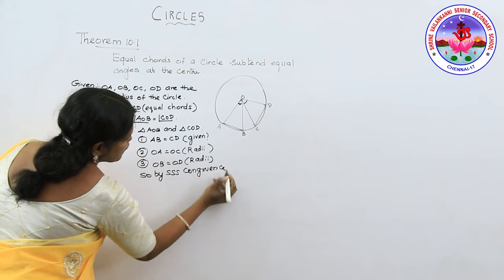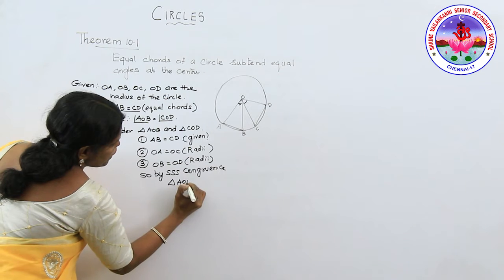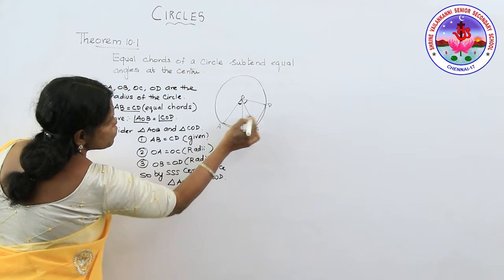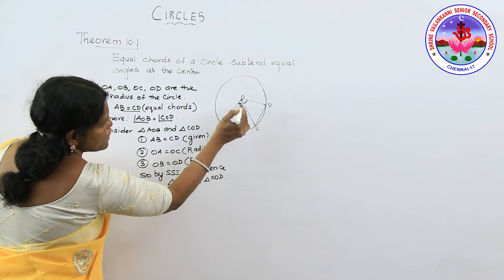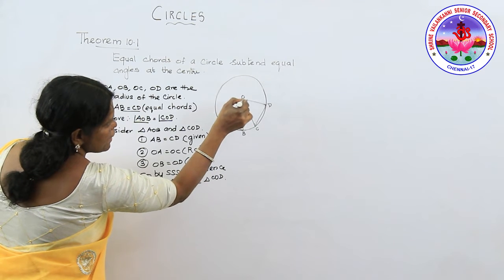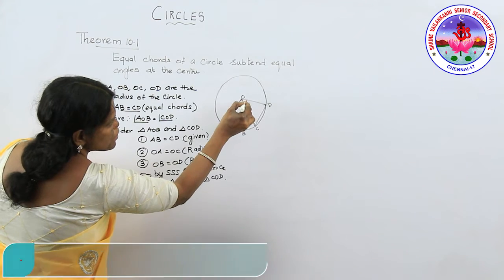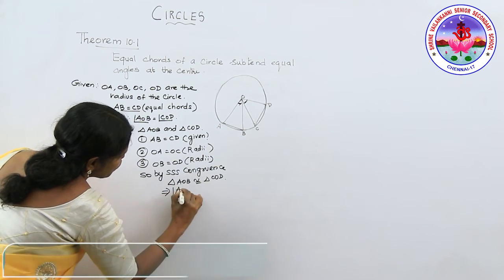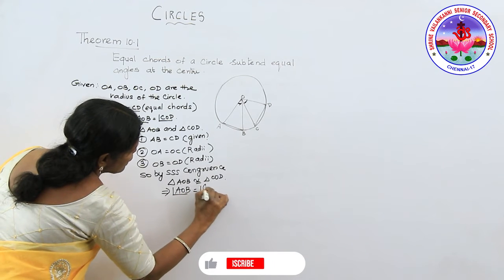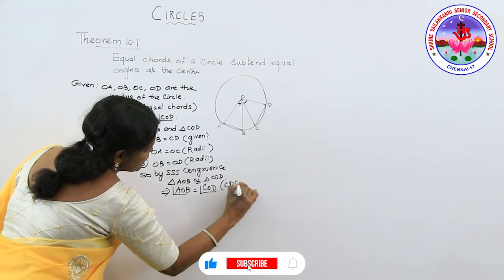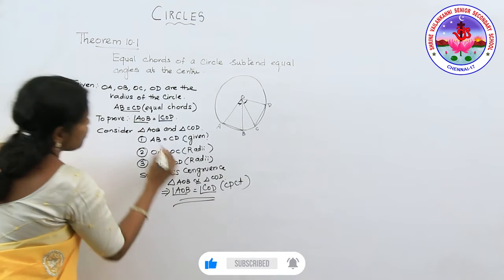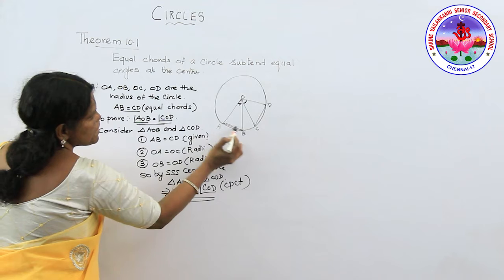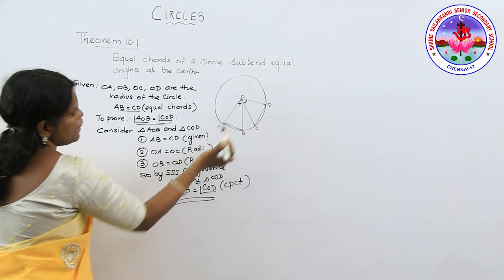Triangle AOB is congruent to triangle COD. Since these two triangles are congruent, the angles subtended inside these congruent triangles are also equal by CPCT. So I can write angle AOB is equal to angle COD by CPCT, which is the required proof we need to prove. So hence I proved that the angles subtended by the equal chords of a circle are equal.